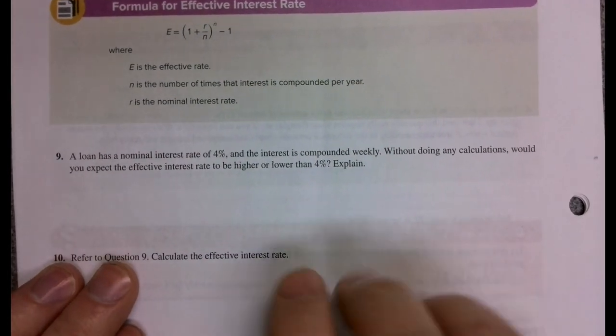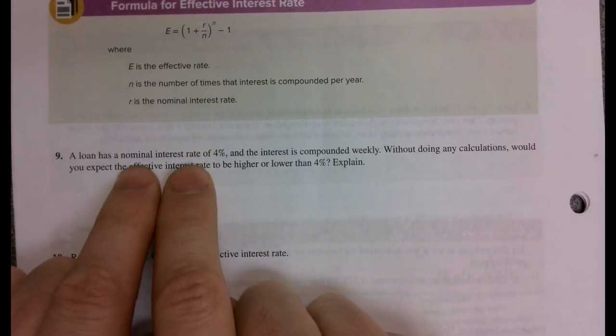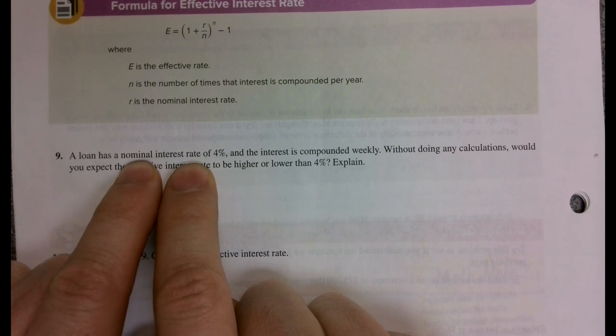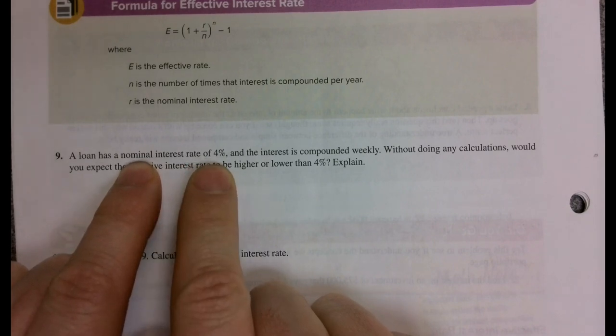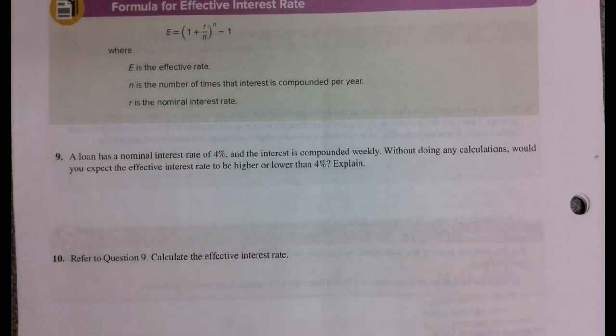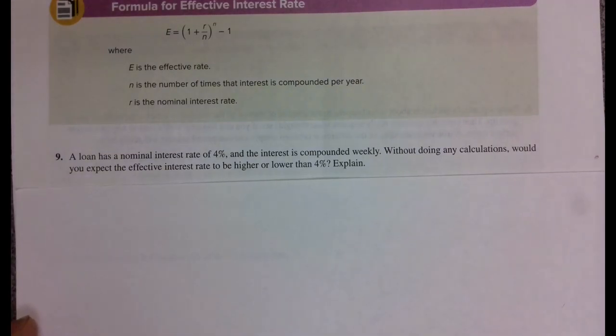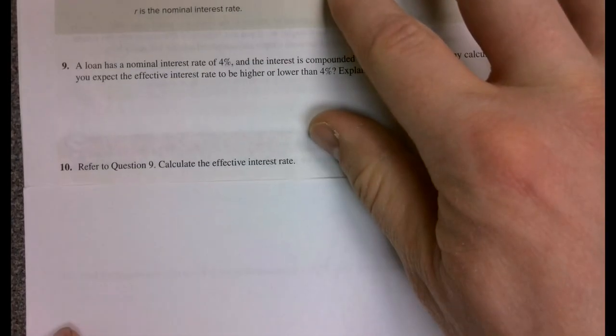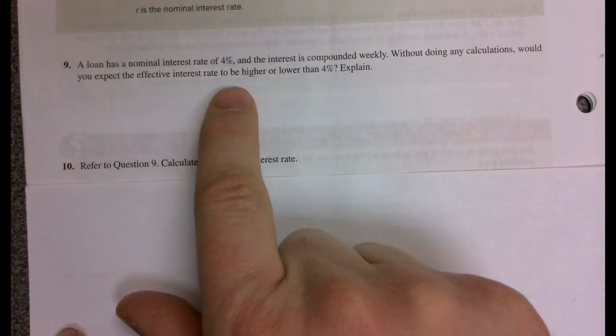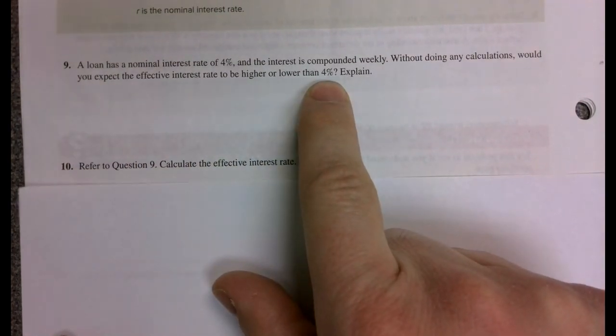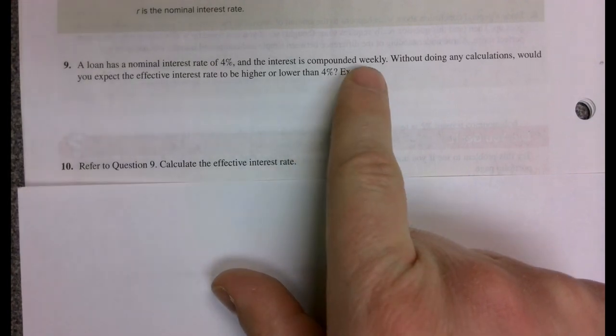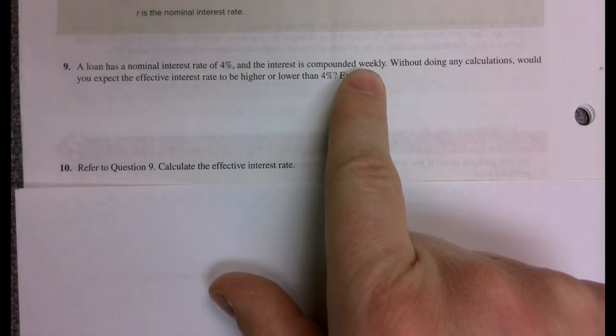So let's do one here. A loan has a nominal interest rate, notice that means compound interest rate, of 4%. And the interest is compounded weekly. So would you expect the effective interest rate to be higher or lower than 4%? Well, I'm going to say higher because we're compounding every week, so we're going to be earning interest on interest each week, albeit a small amount.